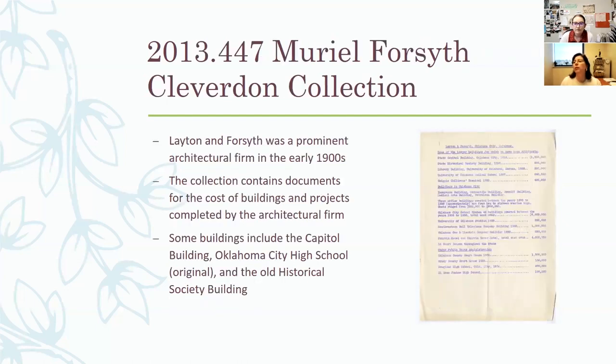The next one we're going to move on to is the Muriel Forsyth Cleverton collection. She was the daughter of one of the prominent architects in Oklahoma City, and it contains documents for the cost of buildings and projects. They were responsible for doing the Capitol building, some of the schools, and the Wiley Post building where the Historical Society originated. On this document here, you can see some of the other buildings that were done by this architecture company.